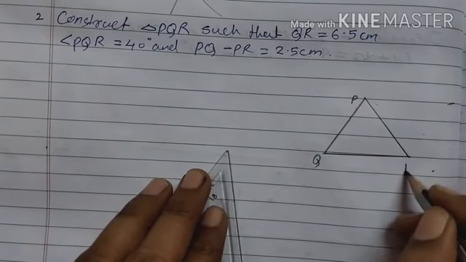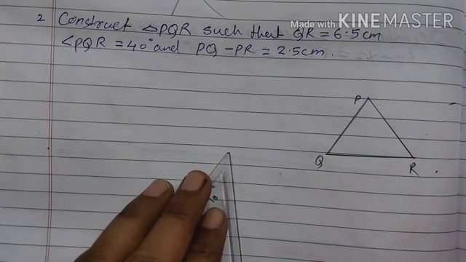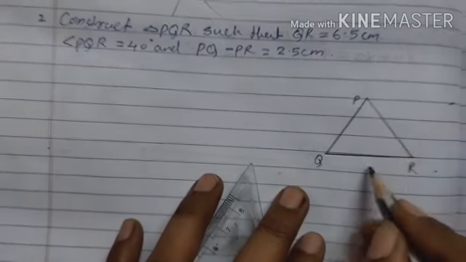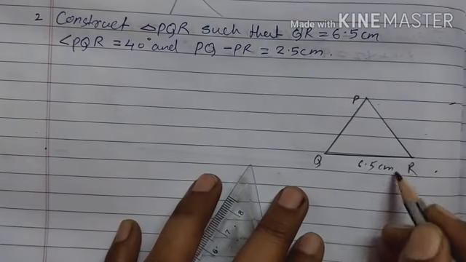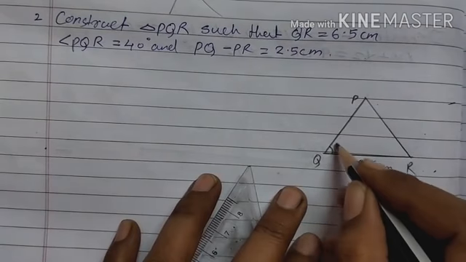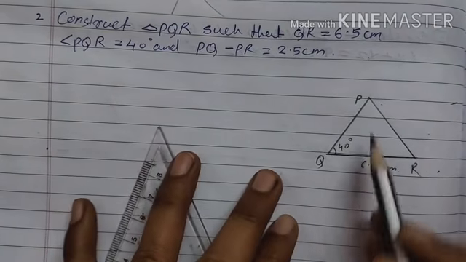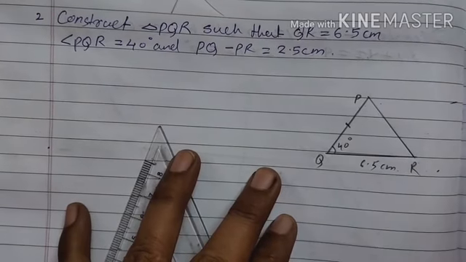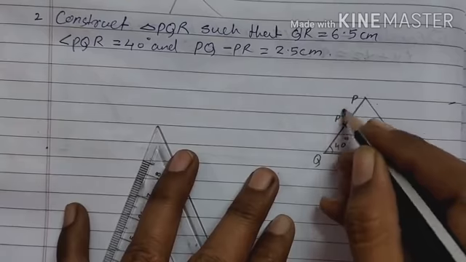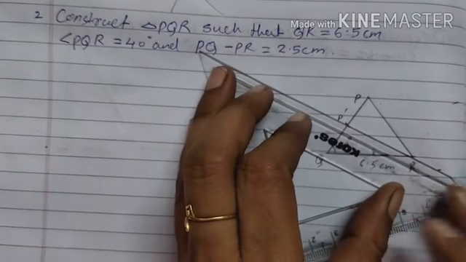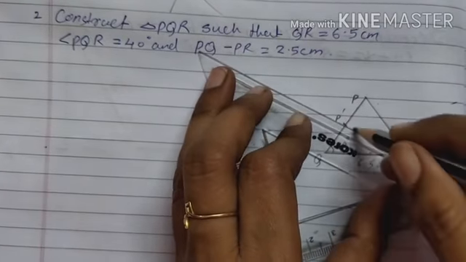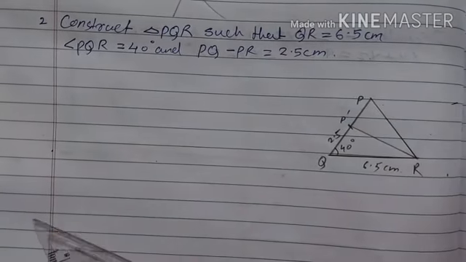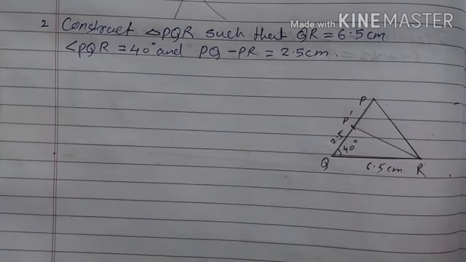Triangle PQR in which QR is 6.5 centimeter. Here QR base is 6.5 centimeter and angle PQR is 40 degree, and the difference between PQ minus PR, subtraction, that means we have to subtract PR from PQ. So here you get P dash. Now join P dash with R. Okay, this is, write the measure 2.5. Okay, this is a rough figure.